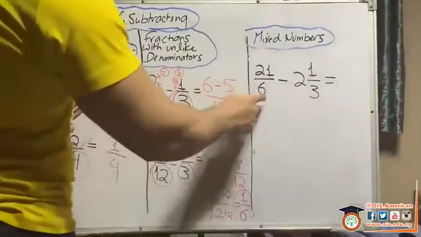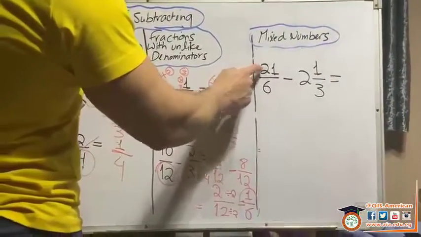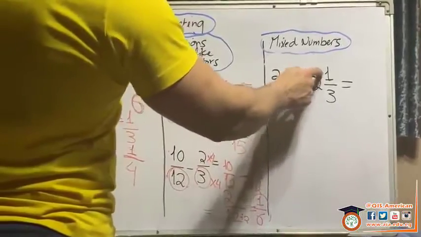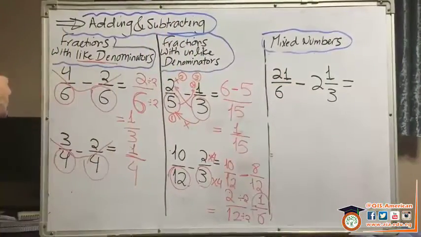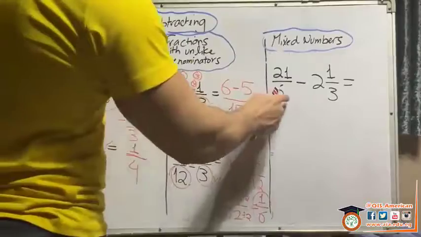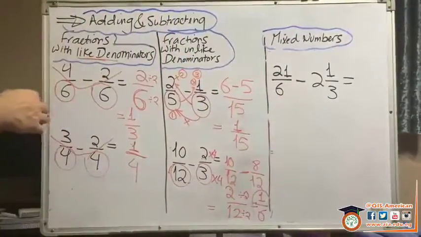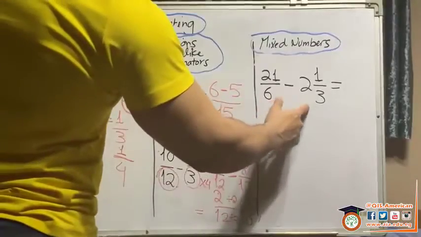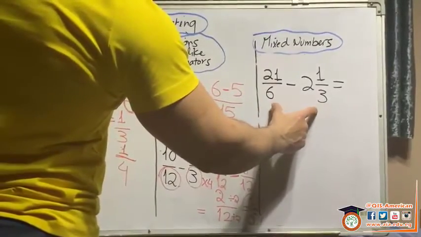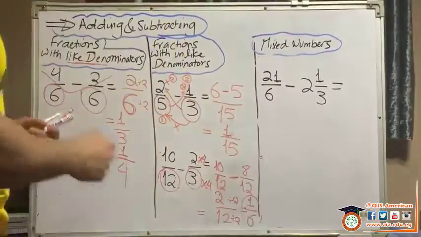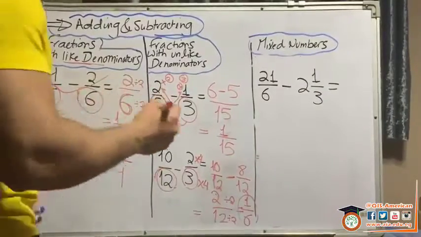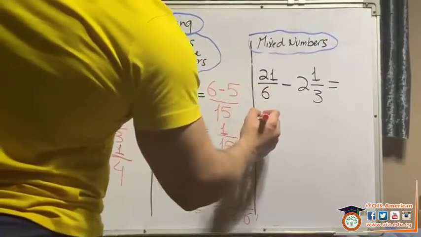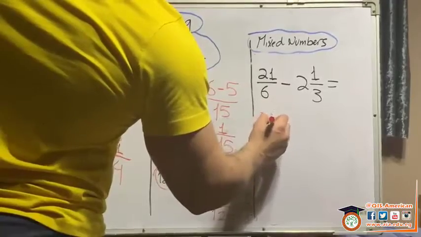Okay, let's take another example here. I have 21 over 6 minus 2 and 1/3. How do I solve this one? I have an improper fraction minus a mixed number. Okay? Previously, if they were both mixed numbers, I was supposed to turn them both into improper fractions, right? Okay, I'm gonna do the same. Since this one is already an improper fraction, I'm gonna keep it as it is.